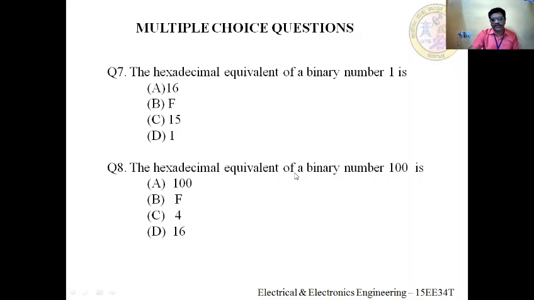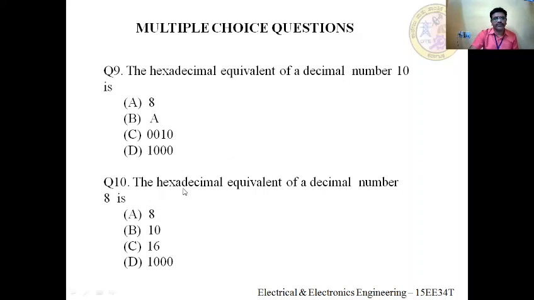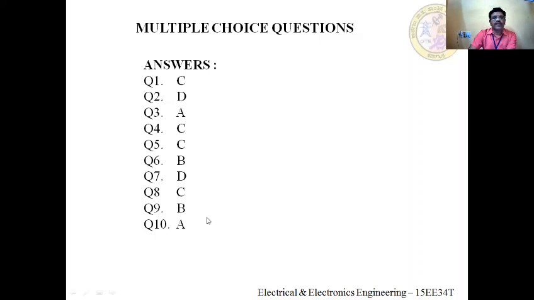Okay. So for example, next, let us go to another slide. Hexadecimal equivalent of a decimal number 8. 8 decimal, if you convert to hexadecimal, the answer will be again 8 only. So 10 is wrong, 16 is wrong, 1000 is wrong. So out of 4 answers, the first one is the correct answer. The hexadecimal equivalent of decimal number 8 is 8 only. So these are the answers for multiple choice questions.